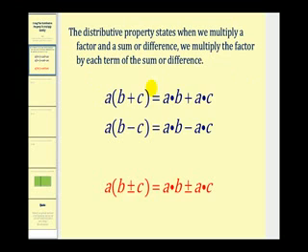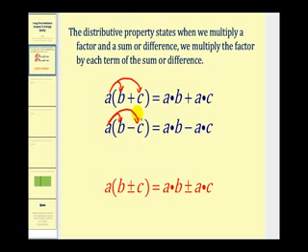The distributive property states when we multiply a factor and a sum or difference, we multiply the factor by each term of the sum or difference. So if we have A times the quantity B plus C, we're going to have A times B plus A times C. And if we have A times the quantity B minus C, we'll have A times B minus A times C.